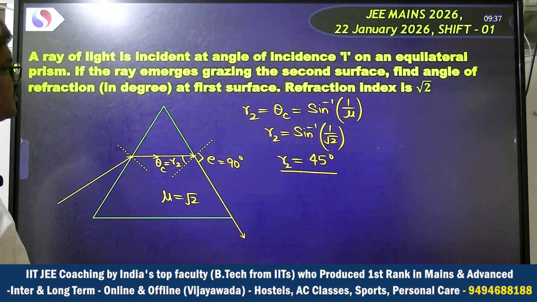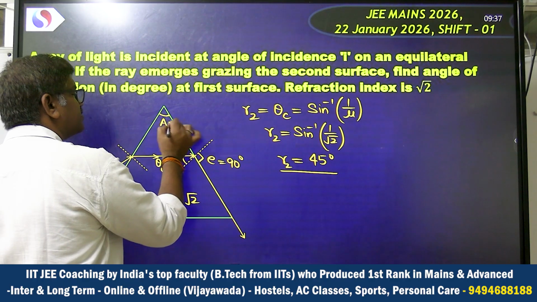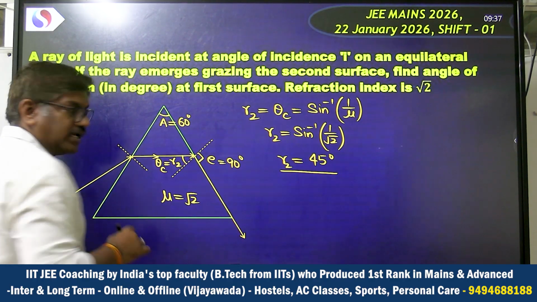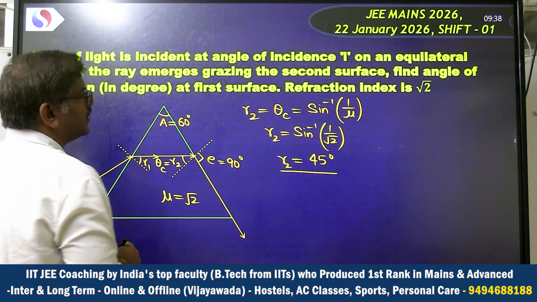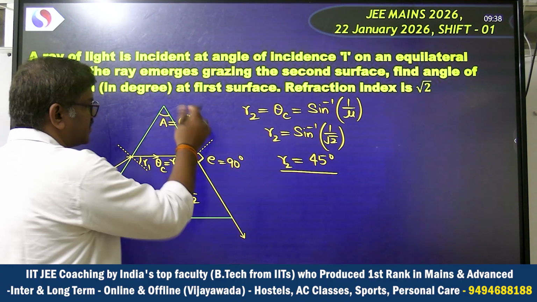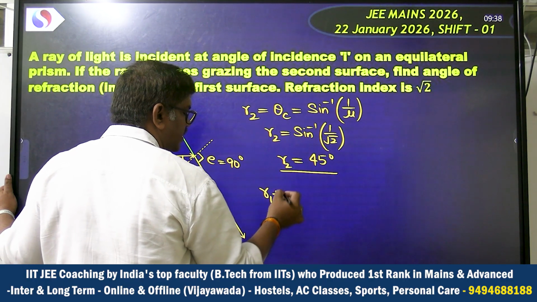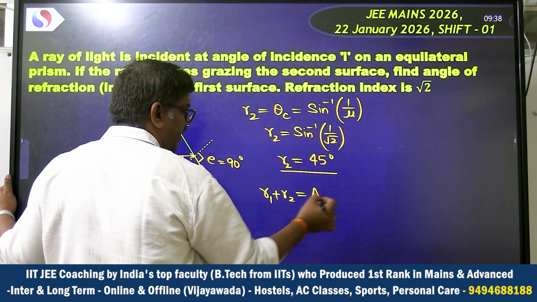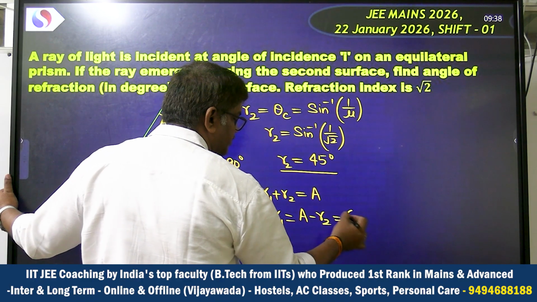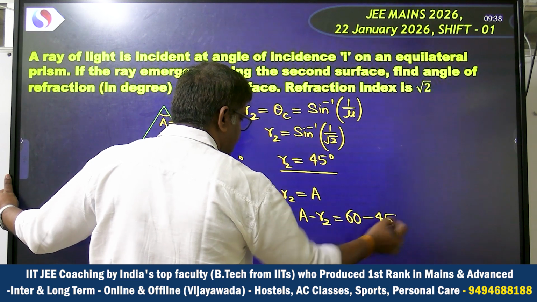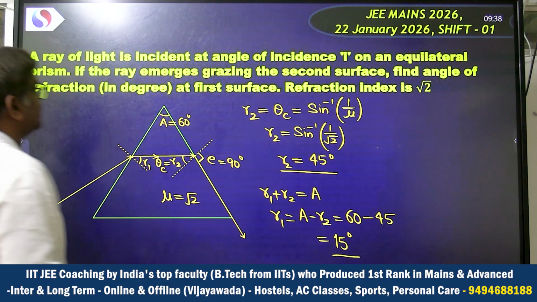This prism is equilateral prism. So that means the angle of prism becomes 60 degree as it is equilateral. So we have to find out R1. They are asking to find out the angle of refraction at the first surface, means we have to find out R1. You know that in case of prism, R1 plus R2 is equal to angle of prism A. That's why R1 is A minus R2. So A minus R2 means 60 minus 45, which is 15 in degree. That's why they're asking in degree.